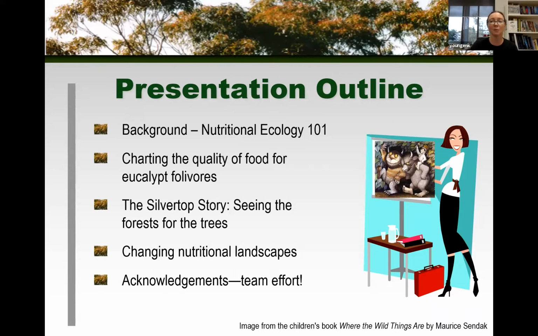Subsequently, we've learned more about the ecology of Silvertop and how it is likely to be changing nutritional landscapes and what that means for eucalypt folivores and biodiversity more broadly. Lastly, I will acknowledge and thank our research team, lab, and our wide network of collaborators, without whom this research would not be possible.